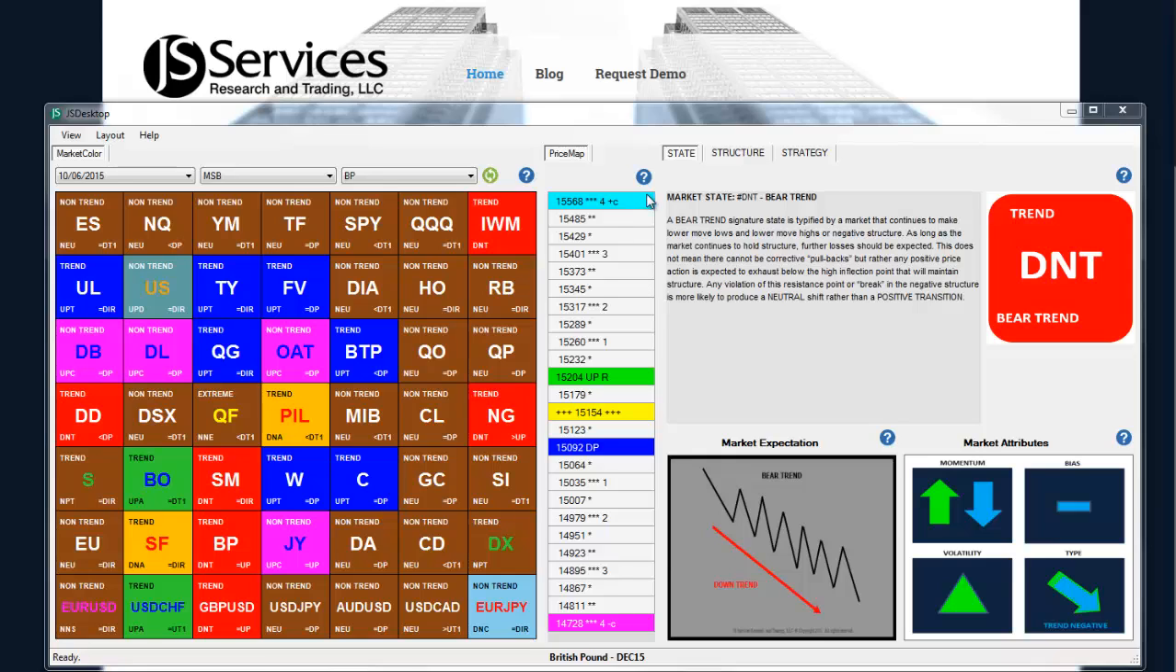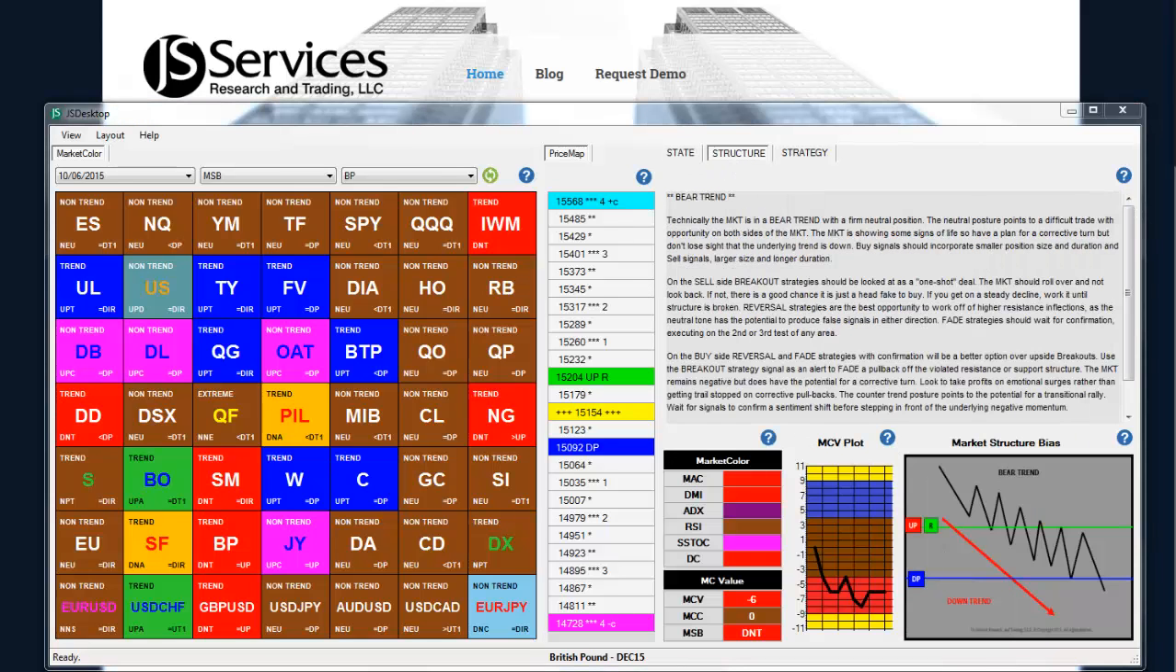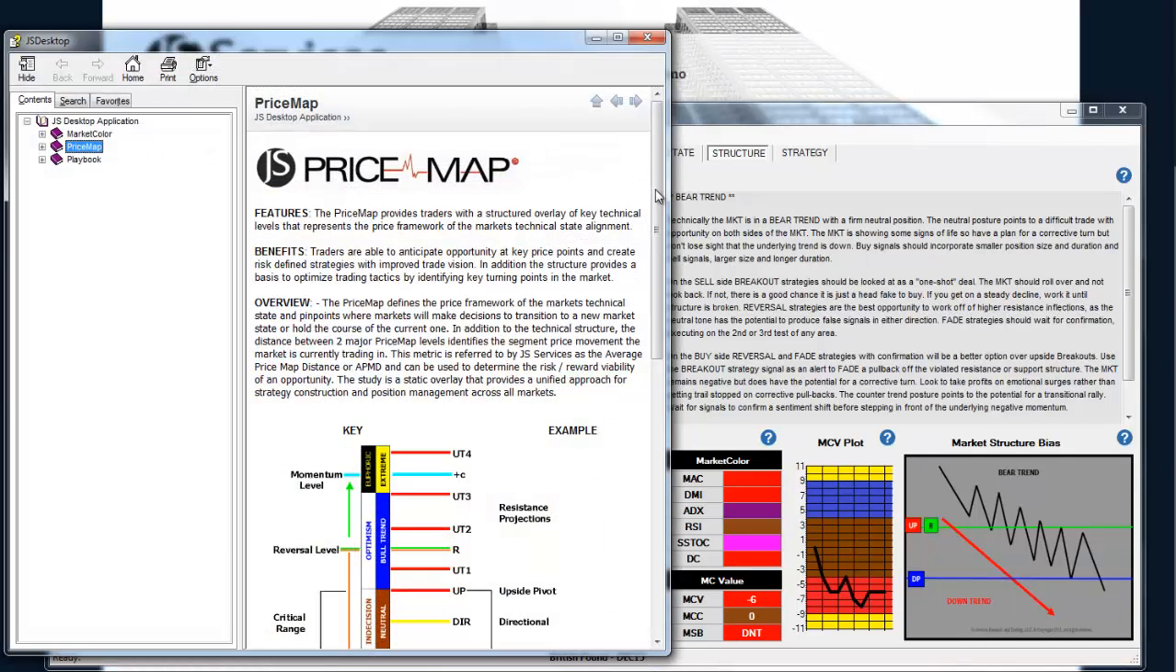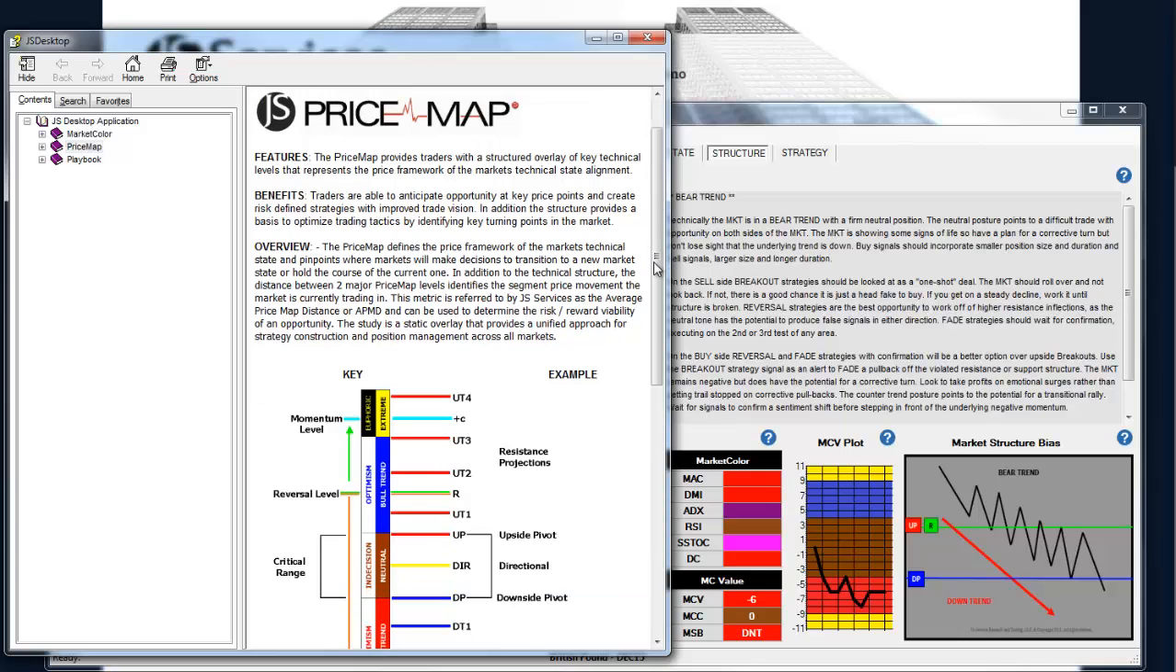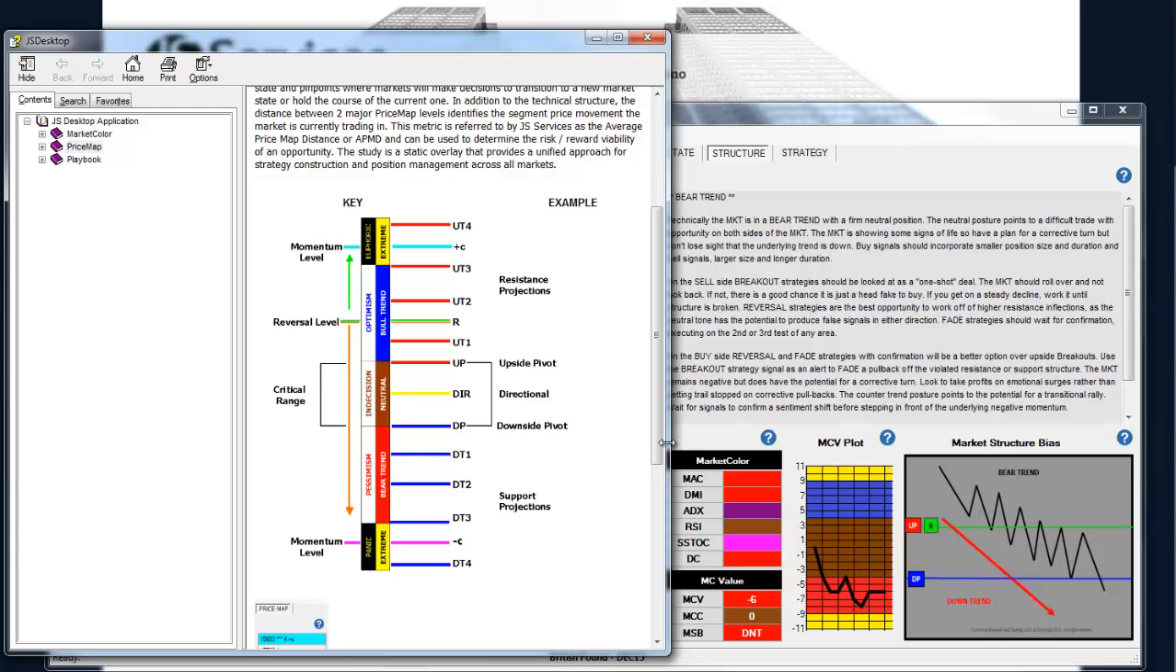Next section is the price map structure. The price map is not a series of subjective support and resistance levels. The price map represents the structure of the market state. It's more of a behavioral study. The price map levels may coincide with classic support and resistance, but their real value is the fact that they define the price framework of the market state.